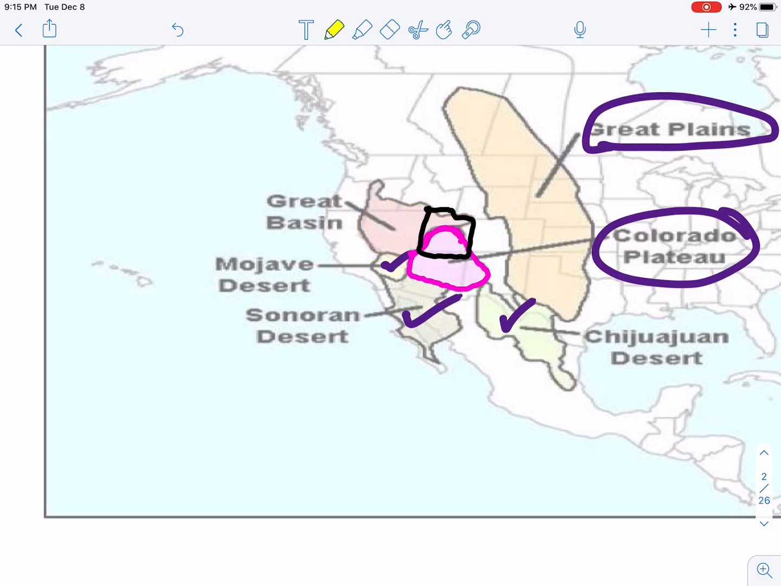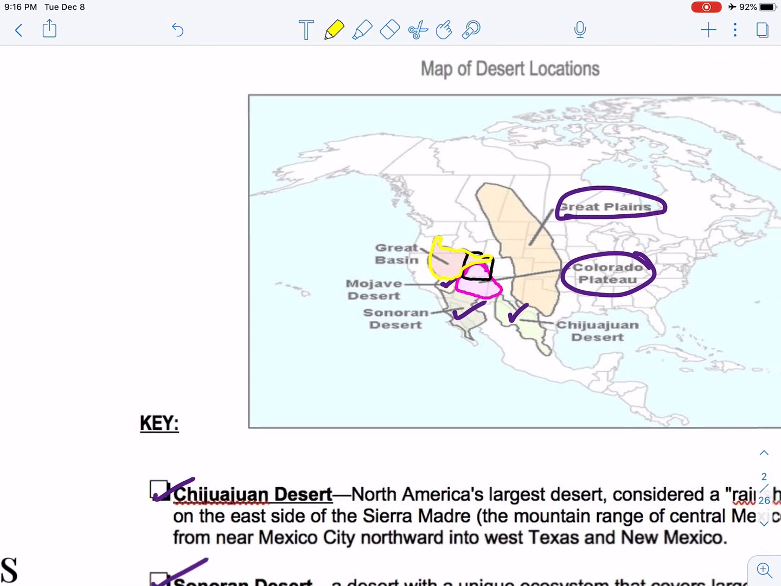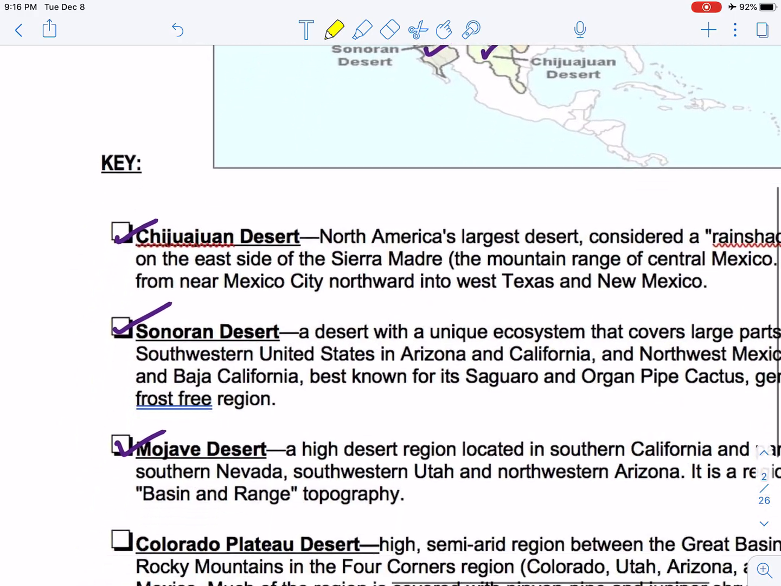It erased my yellow of that one, so we'll redo that really fast. I want you to take a look at this while I'm recoloring that. That is such a large area. Now, in comparison to the Chihuahuan, we heard the other day that the Chihuahuan was the largest desert in North America. Why does the Great Basin look so much bigger if it's technically smaller? Just a question we'll keep thinking about.